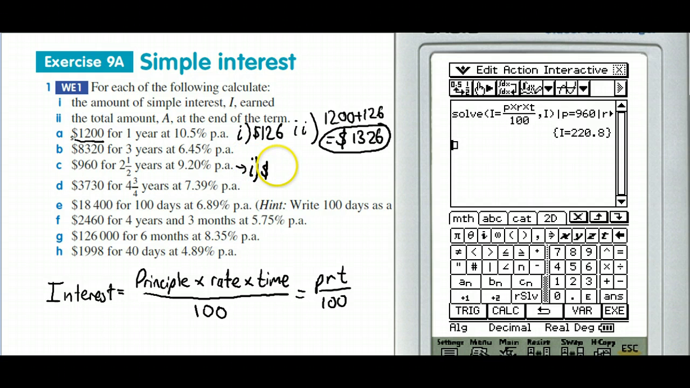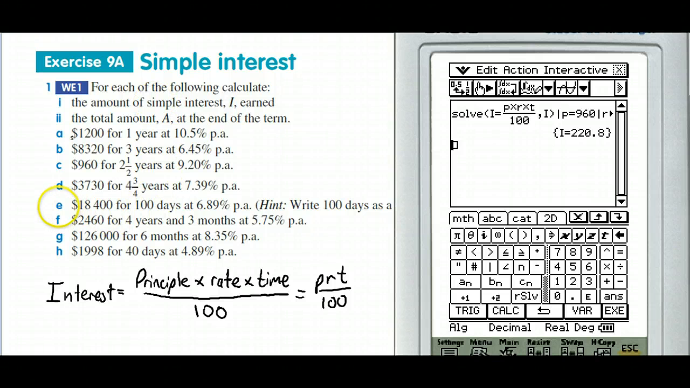is $220.80, and that's going to mean that the total amount is going to be 960 plus 220.80, which equals $1,180.80. So there we go.